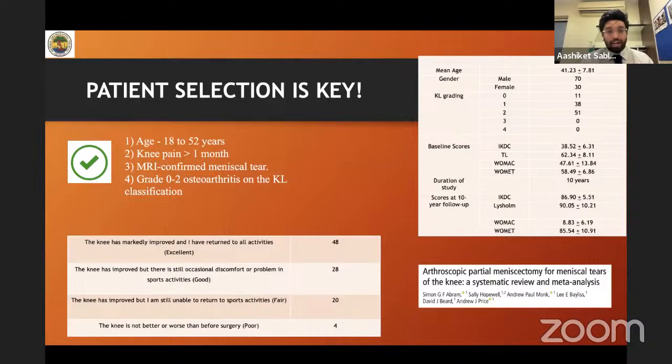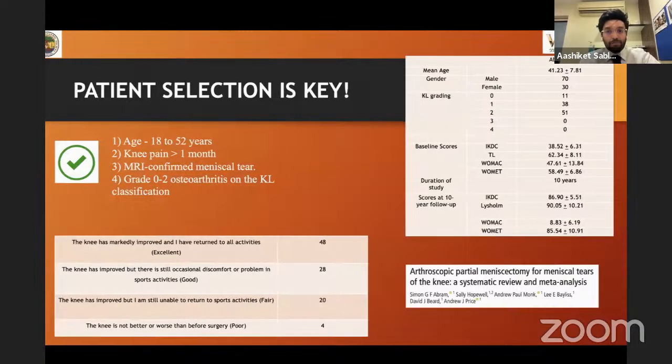And the ideal patient for a meniscectomy would be somewhere around 18 to 50 years of age, with knee pain for more than 1 month, with an MRI confirmed meniscal tear, with grade 0 to 2 on the Kellgren-Lawrence osteoarthritis scale. From their study, they have proved that the majority of the patients have returned to sporting activities and their normal activities, and only 4% of patients have had a poor prognosis, and they've got good post-operative scores too.